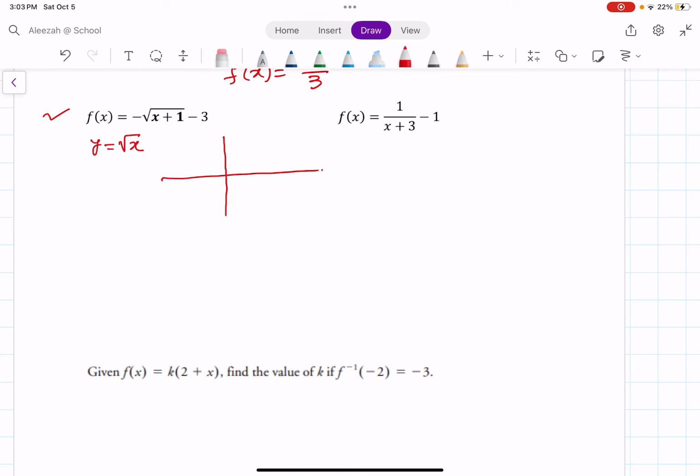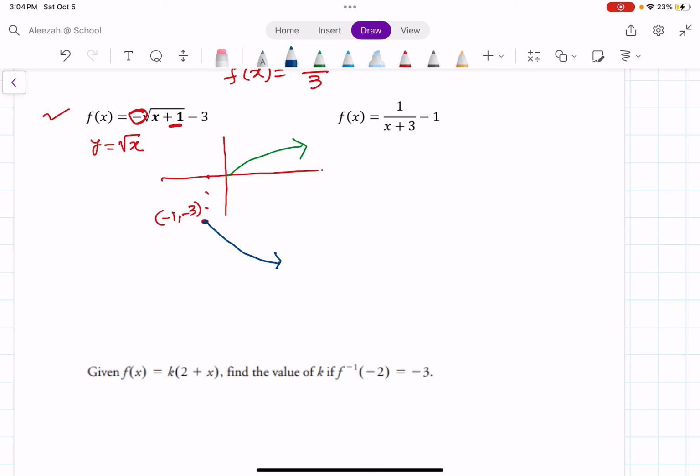So here, just look at the transformation. The graph is moved 1 unit to the left and 3 units down. So that is -1 and -3. And you can also see the graph is reflected on the x-axis. The parent function is like that. So if it's reflected on the x-axis, this is the starting point, and the graph will be like that.